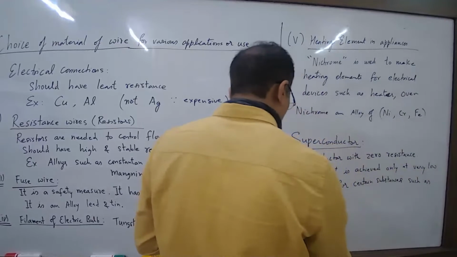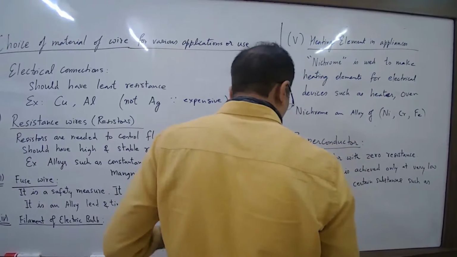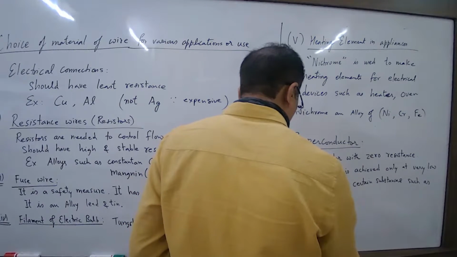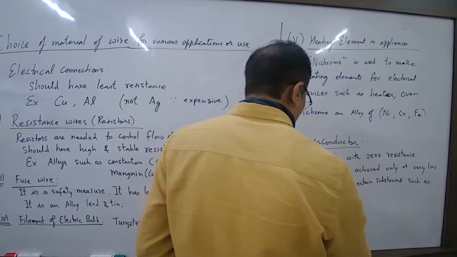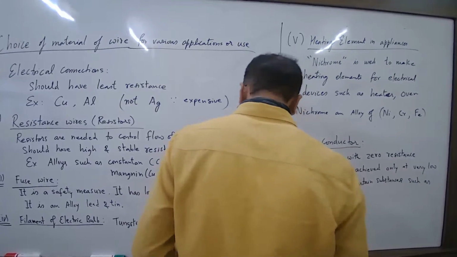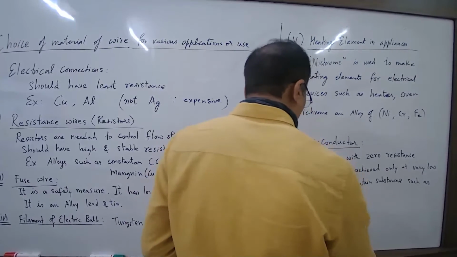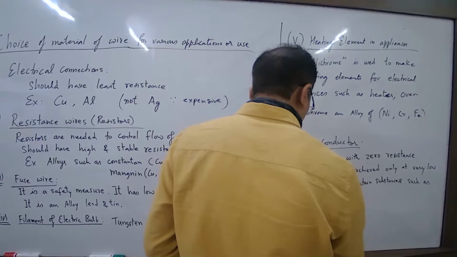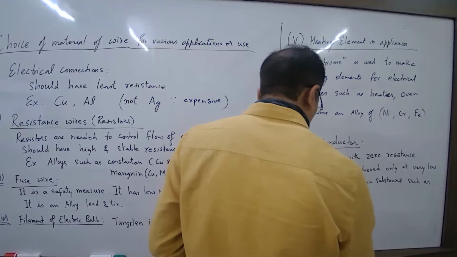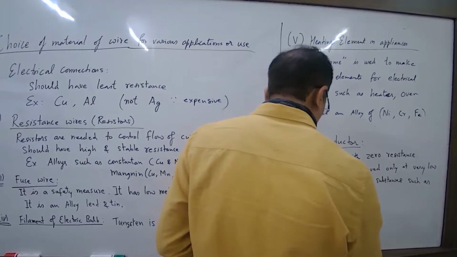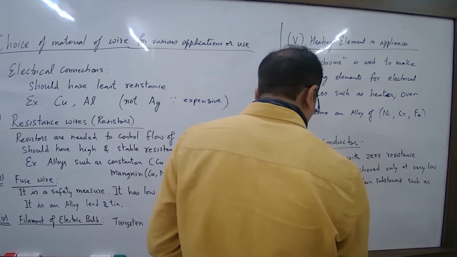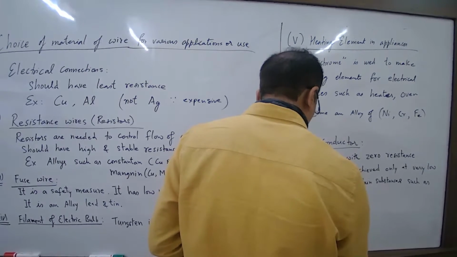For certain substances such as mercury, niobium and lead. Mercury, Hg, at 4.2 Kelvin. Then you have lead at 7.25 Kelvin. And niobium at 9.2 Kelvin.